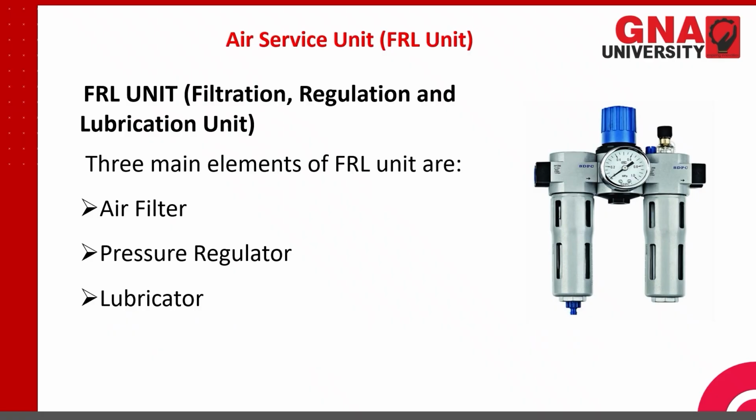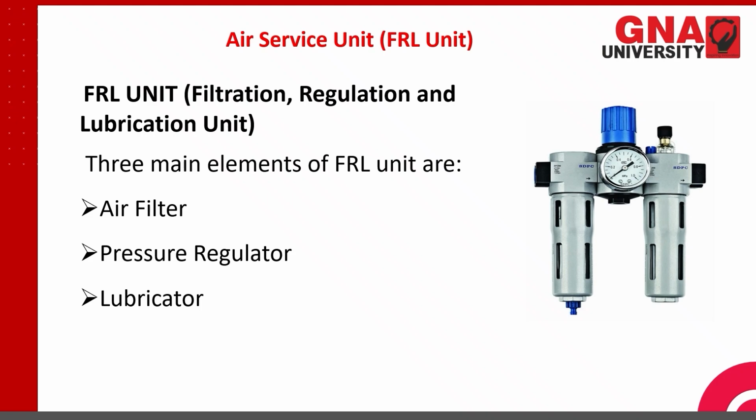This air service unit is also known as the FRL unit. F stands for filtration, R for regulation, and L for lubrication. So there are three prime functions taking place in a single unit, and so this is also known as the air service unit. We are servicing the air to be used for a useful purpose. The main elements of the FRL unit are the air filter, pressure regulator, and the lubricator. These are the three main parts of this air service unit.